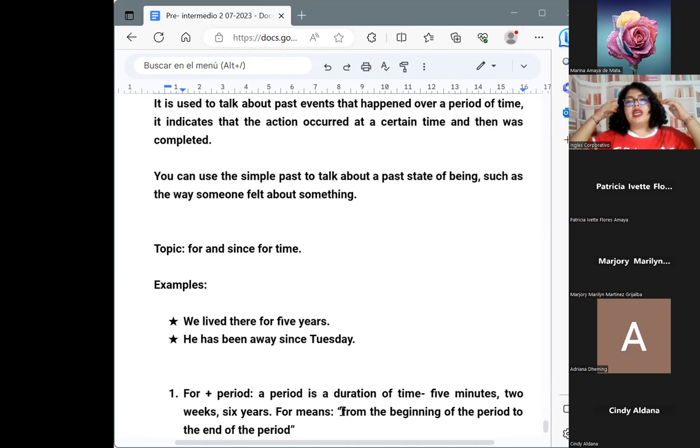Entonces, está diciendo que se le puede dar como la traducción o un significado a la palabra for, de decir desde el inicio del periodo del tiempo, en este caso porque estamos hablando de tiempo, desde el principio del periodo hasta el final o la finalización de ese periodo. Entonces aquí estamos hablando de periodo de tiempo. Así como tenemos el ejemplo. We lived there for 5 years. Vivimos ahí por 5 años. La duración que tuvo esa acción.